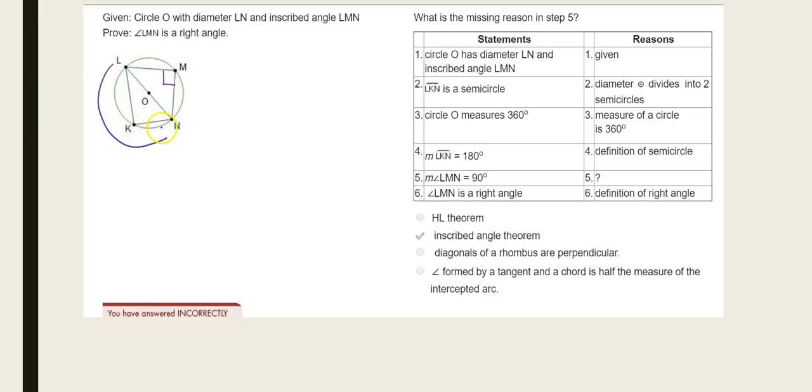is therefore a semicircle. And since the whole circle is 360 degrees, that means that this arc measures 180 degrees. Since this arc measures 180 degrees, the inscribed angle would have to equal 90 degrees, and that is because the vertex of this angle is on the circle. Again, that goes to your inscribed angle, and the measure of the angle is equal to half the measure of the arc. So since it's half the measure of the arc, the reason here would be the inscribed angle theorem.